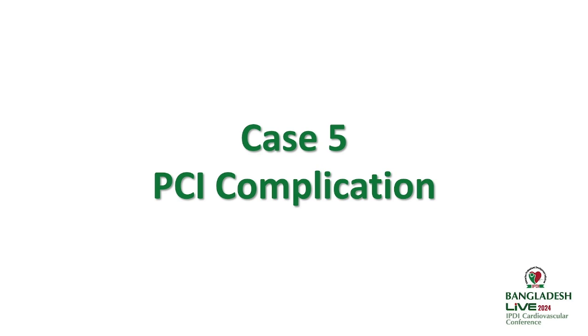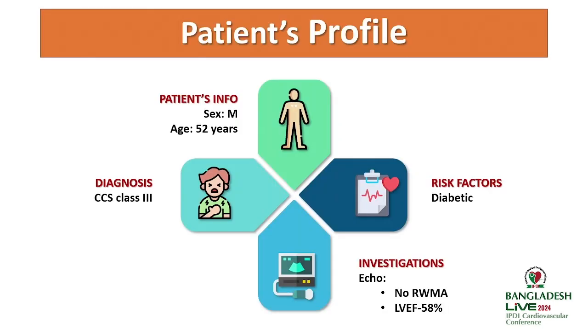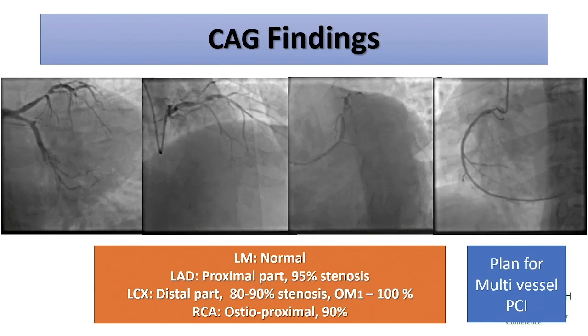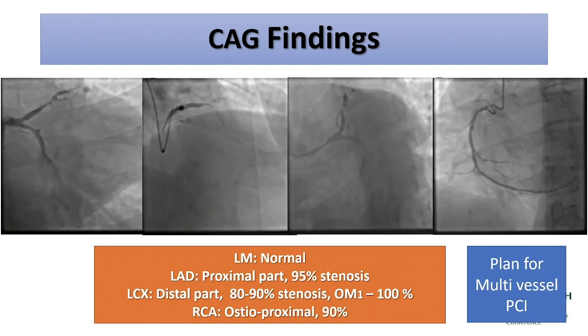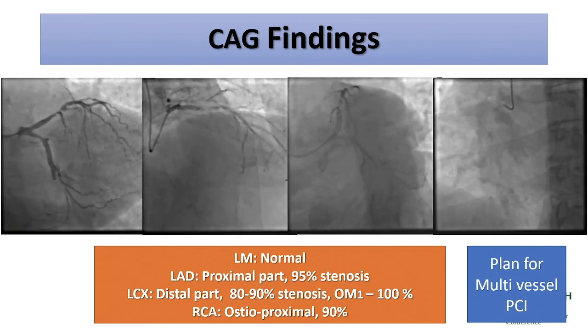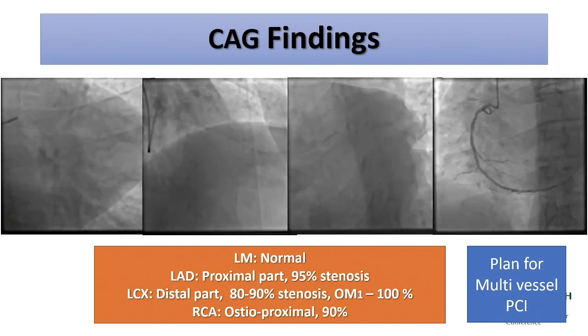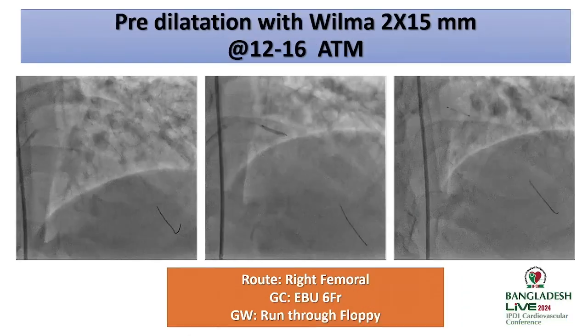My last case, a PCI complication. A 52 year old male, diabetic, with class 3 angina, echo was normal. Left main was normal, the proximal LAD had 95% stenosis, the distal LCX had 80 to 90% stenosis, the OM was 100% stenosis, and the proximal RCA had 90% stenosis.